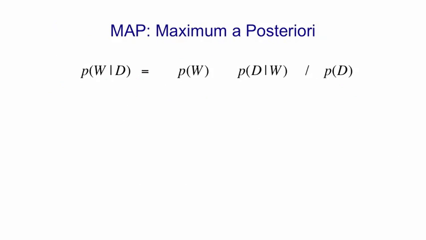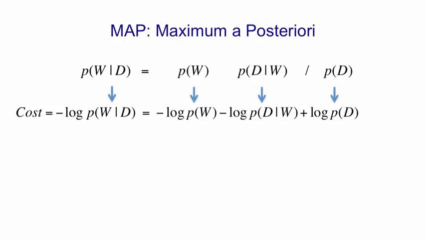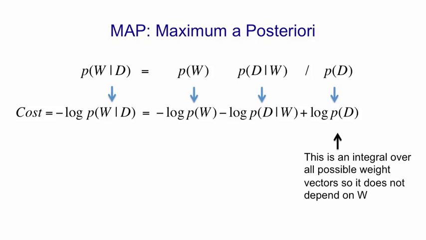weights. In maximum a posteriori learning, we're trying to find the set of weights that optimizes the trade-off between fitting our prior and fitting the data. So that's Bayes' theorem. If we take negative logs to get a cost, we get that the negative log of the probability of the weights given the data is the negative log of the prior term and the negative log of the data term and an extra term. That last extra term is an integral over all possible weight vectors, and so it doesn't affect W, so we can ignore it when we're optimizing W.